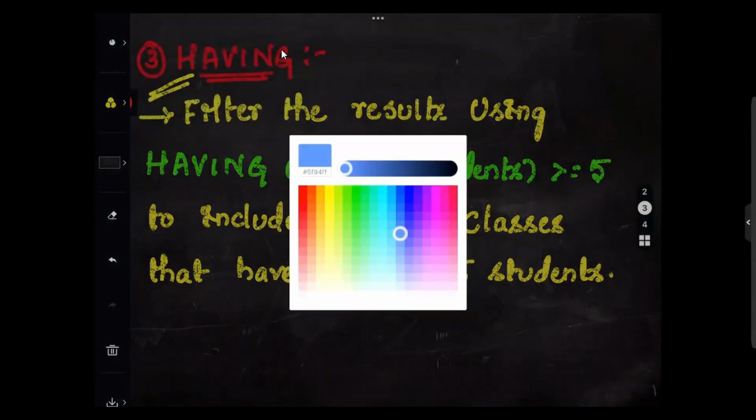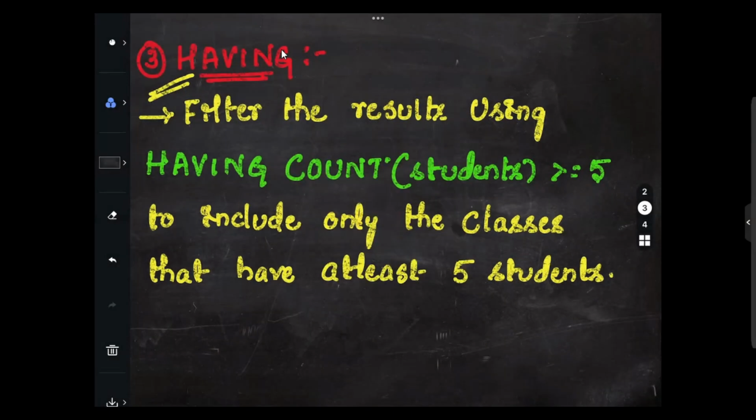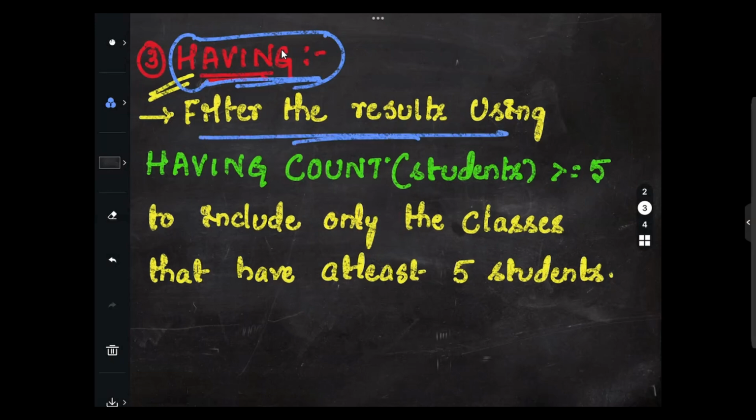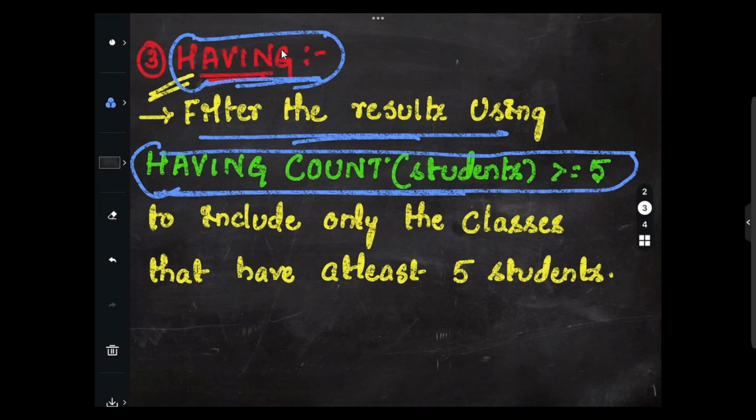We'll be making use of the having keyword here. Why will we be making use of the having keyword? Because we have to filter the results using having count of students greater than or equal to 5. So for a particular class, suppose in the example we had math, for the math, we have to check whether the students present is greater than or equal to 5.